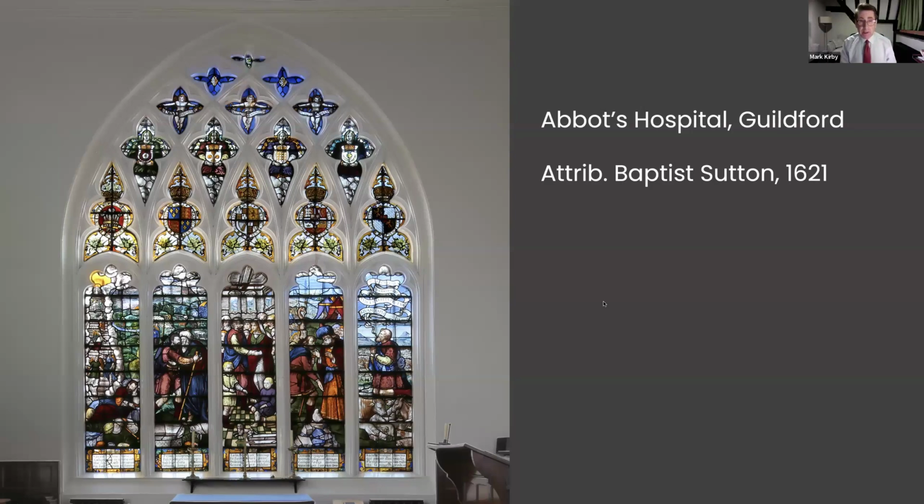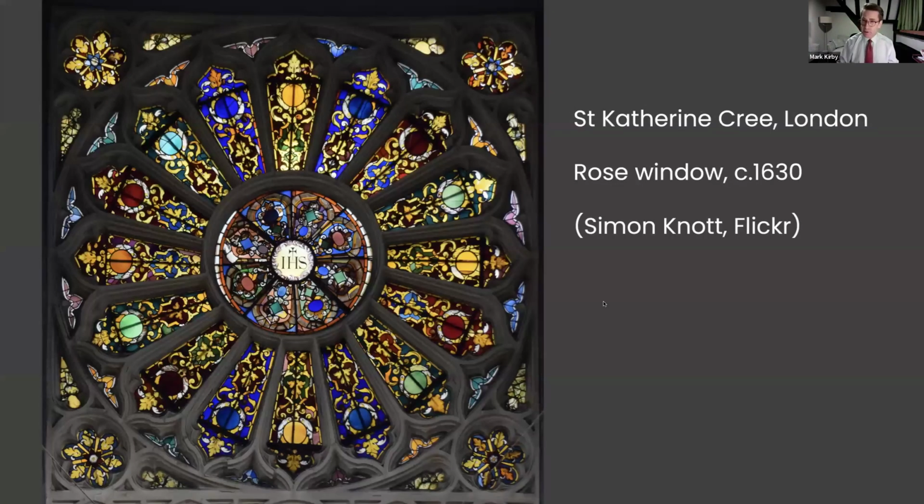Unsurprisingly, given the political events of the following decades, none of those in parish churches in the city proper survived through the Civil War and interregnum, except for one example of non-figurative glass in a rose window formation at St. Catherine Cree. Not only did it survive the Civil War and interregnum, but also survived the Great Fire of London. So it's quite a precious piece of glass.